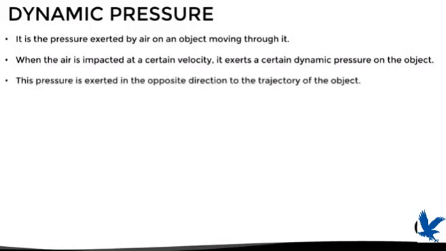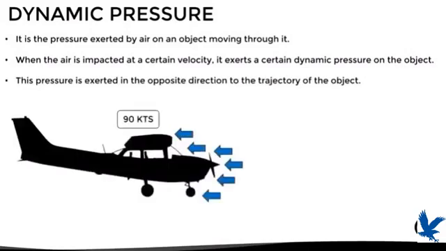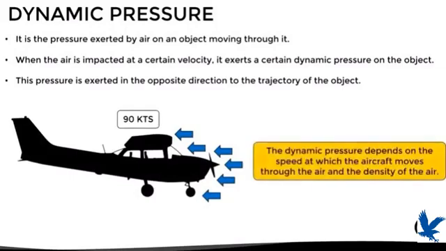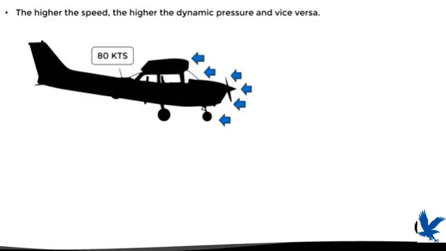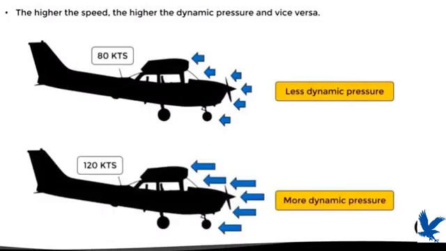And this pressure is exerted in the opposite direction to the trajectory of the object, as we can see in this example. This dynamic pressure depends directly on the speed at which the aircraft is moving, and also on the density of the air. Which means that as we fly faster, we will have a greater dynamic pressure, and vice versa. For example, if we fly at 80 knots through the air, we will have less dynamic pressure than if we fly at 120 knots.